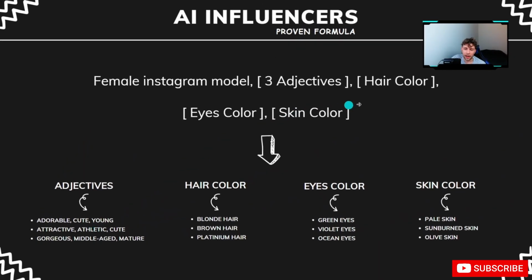After the 3 adjectives, we've got the hair color, and there you can type blonde hair, brown hair, or even platinum hair. Next, the eye color. We've got green eyes, violet eyes, or ocean eyes. And at the end, we've got the skin color, and we can type, for example, pale skin, sunburned skin, or olive skin. So choose what you would like, and in all these variables, choose the keywords that you think will be perfect for you.